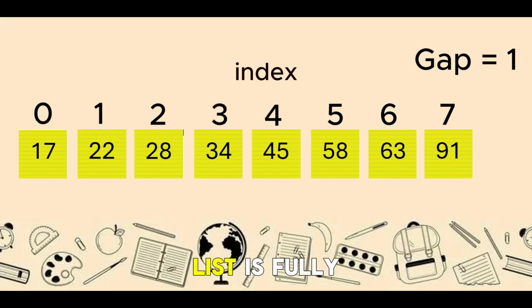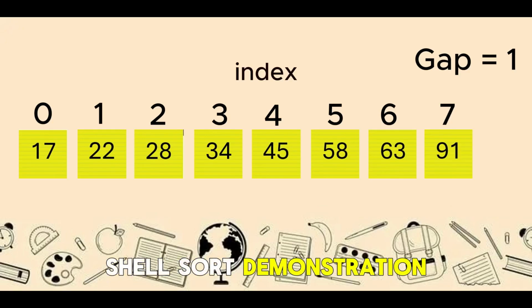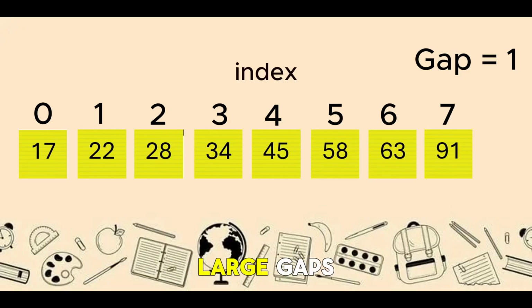And now, the list is fully sorted, which is 17, 22, 28, 34, 45, 58, 63, and 91. This completes our shell sort demonstration. By starting with large gaps, shell sort fixes big mistakes early. As the gaps become smaller, the list becomes more and more organized until the final insertion sort finishes everything cleanly.